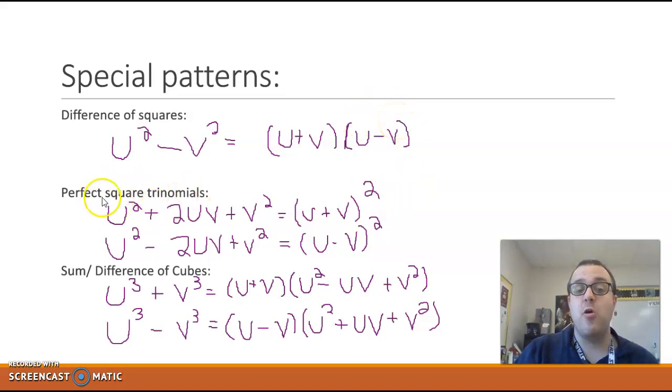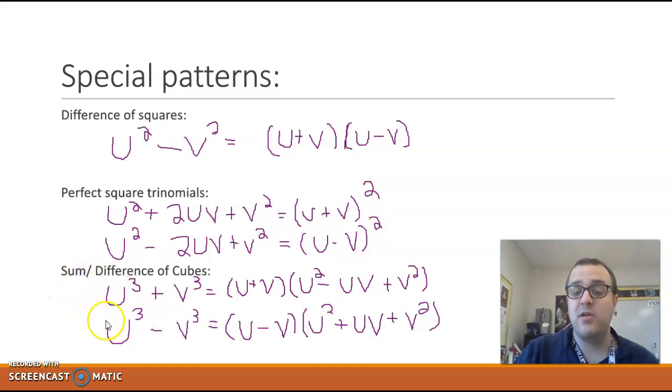A perfect square trinomial is when I have, first of all, a trinomial, 3 terms, okay? But the first and last term are perfect squares, and then the middle term is their square roots multiplied by 2. In that case, it's going to be the first term square root and the second term square root added together and squared, and if there's a subtraction in the middle, then they're subtracted and squared, okay? We'll see some examples of these as we go on here.